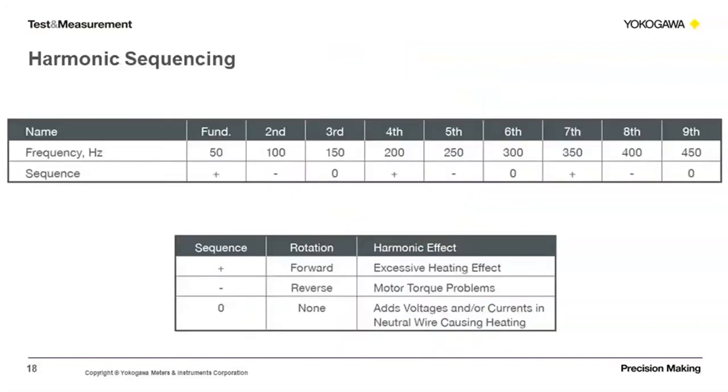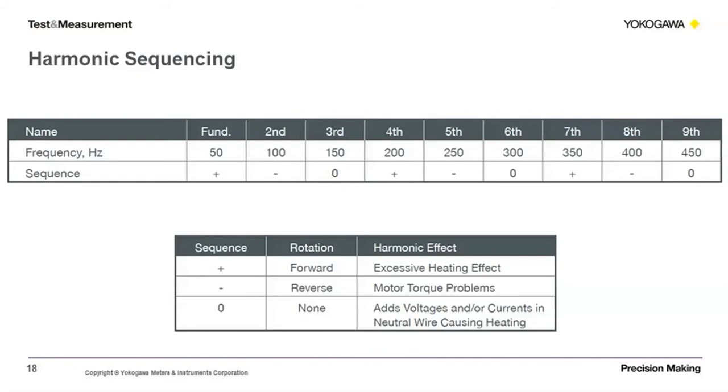Harmonic sequence refers to the phasor rotation of the harmonic voltages and currents with respect to the fundamental waveform in a balanced 3-phase 4-wire system. The sequence is based on the rotation of their magnetic field. Positive sequence harmonics create a magnetic field in the direction of the rotation. The fundamental frequency is considered a positive sequence harmonic. Negative sequence harmonics develop magnetic fields in the opposite rotation.